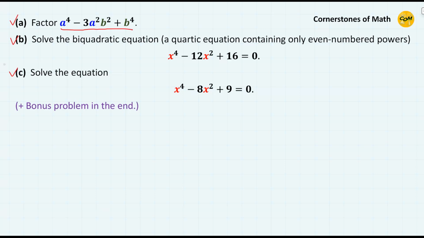fourth power. Problem B is solving the biquadratic equation, that is, a quartic equation containing only even-numbered powers, x to the power 4 minus 12x² plus 16 equals 0. And problem C is solving another biquadratic equation, x to the power 4 minus 8x² plus 9 equals 0. And in case you're interested in this topic, I prepared a bonus problem in the end. So let's get started.